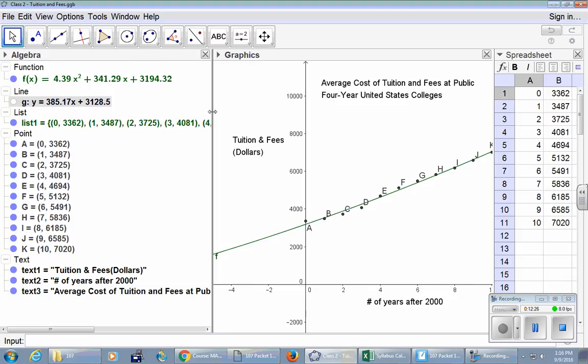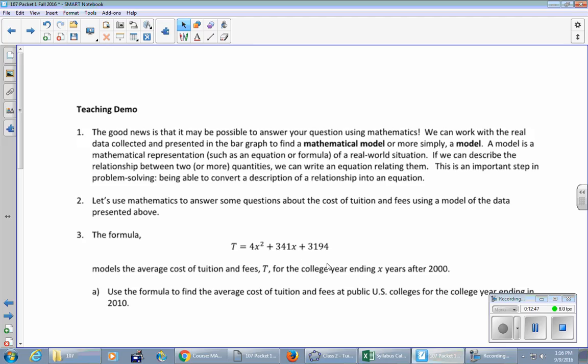Now, I can show it to you here. It's this guy right here. You guys maybe know parabolas from a past math class; they have x squareds in them. So that's this guy right here. Forget about this f parentheses x. We'll just pretend that's a y equals for right now. So it's y equals 4.39x squared plus 341x plus 3,000 and change. And I think that's what's written down over here, rounded a little bit, okay?